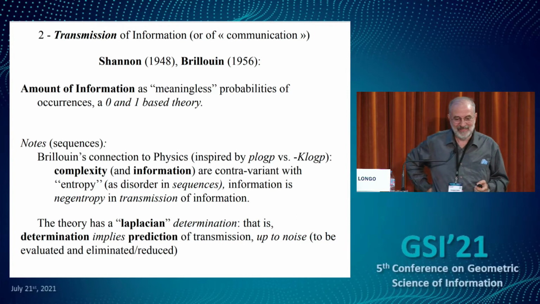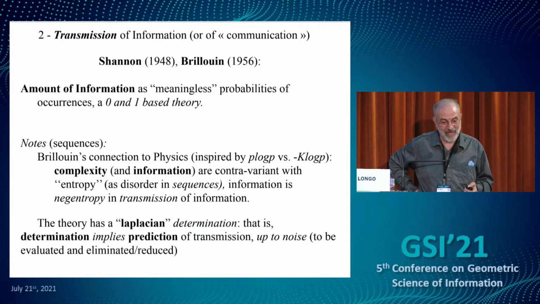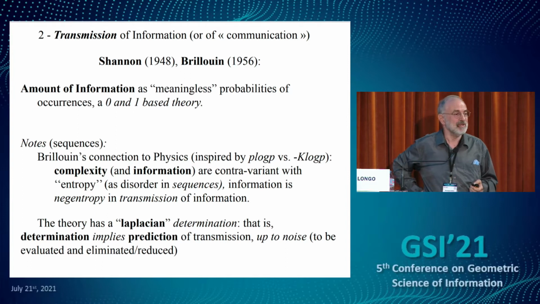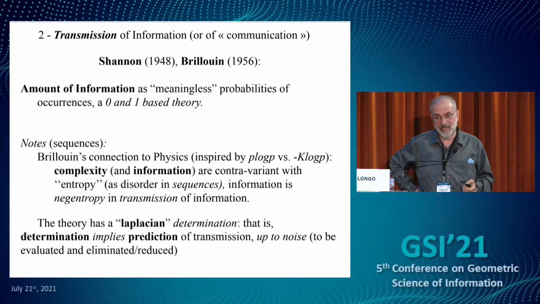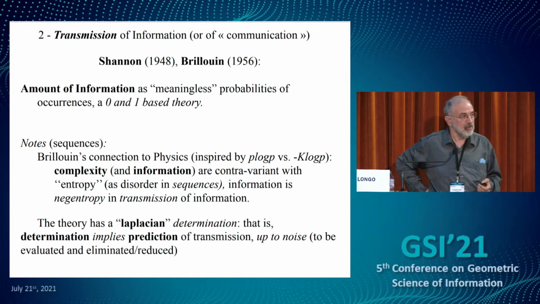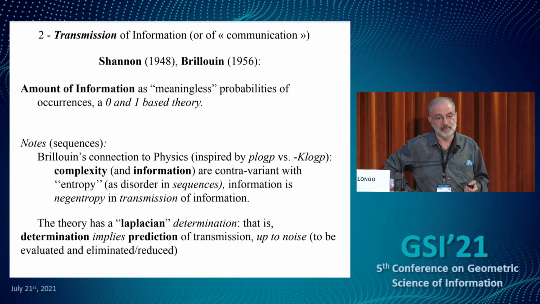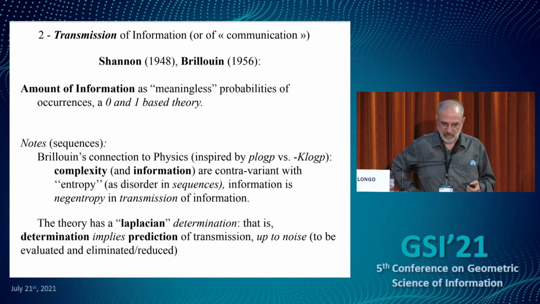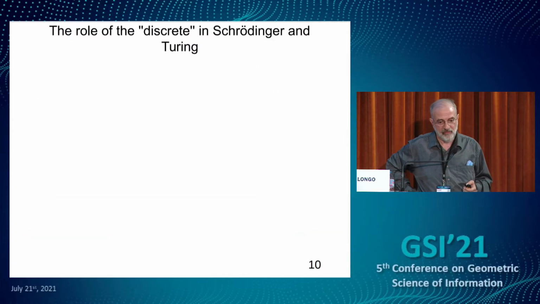Let's observe that this theory, as the other one, I will insist, is Laplacian, in which sense that determination implies predictability. If you determine a sequence, you want to predict how it will go in the elaboration or in the transmission. That's the core of a Laplacian understanding. I will explain it in more detail. Of course, there may be some noise, and indeed, Shannon theory also considers how to reduce, minimize noise, evaluated and eliminated as much as possible. This was the job of Shannon's approach.